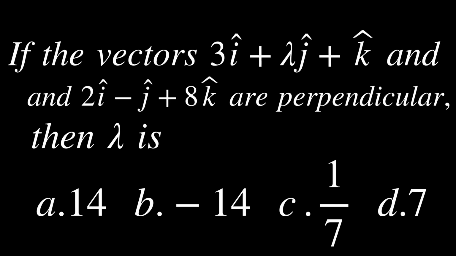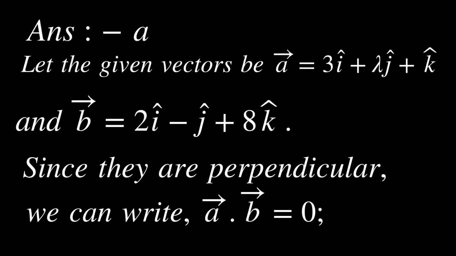If the vectors 3i plus lambda j plus k and 2i minus j plus 8k are perpendicular, then lambda is, options are A 14, B minus 14, C 1 by 7, D 7. So the answer is A.